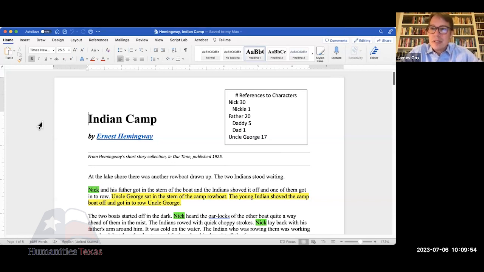You could show your students this version with the names highlighted, and ask them to analyze what Hemingway is doing with the names and how what he's doing with the names helps us understand the central conflict in the story, which is Nick growing up and coming to a realization of his own mortality.